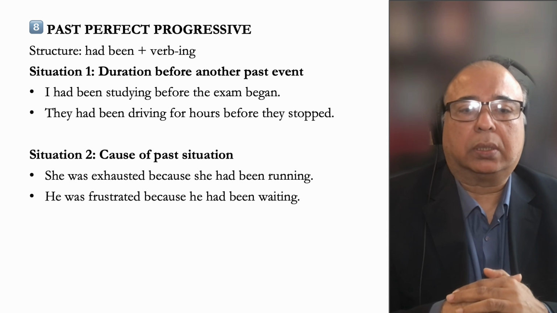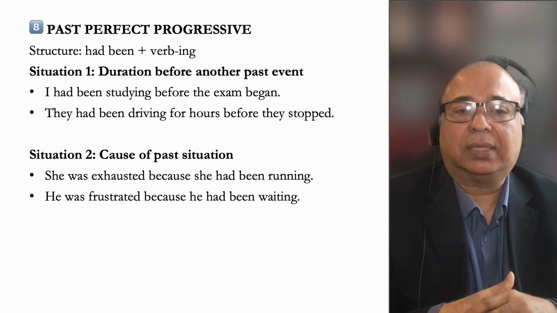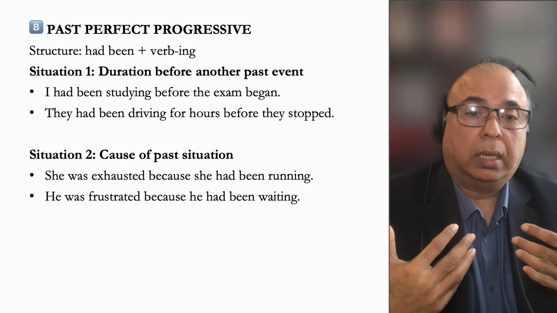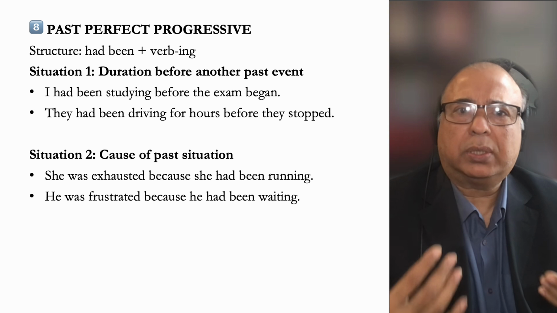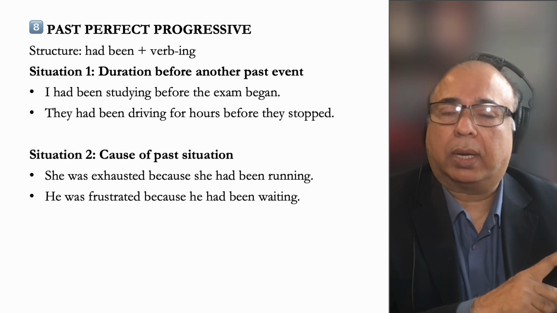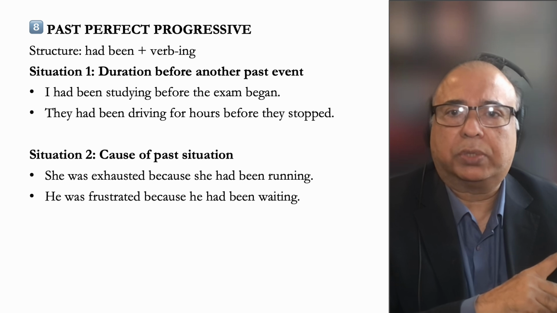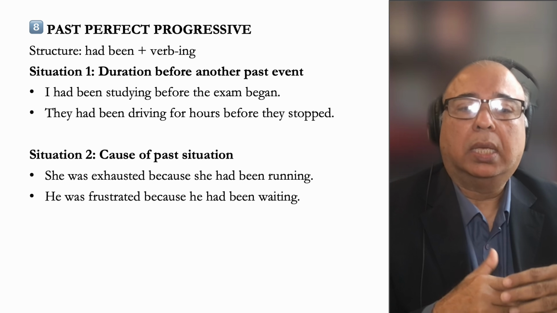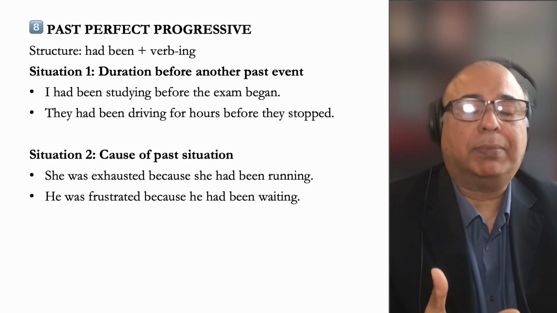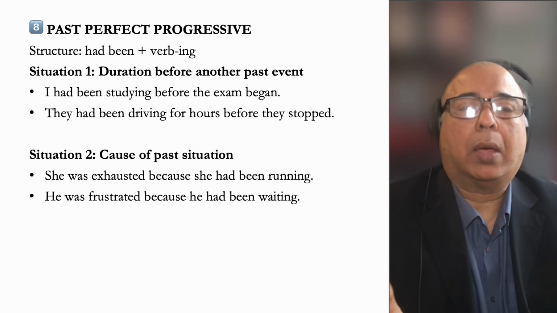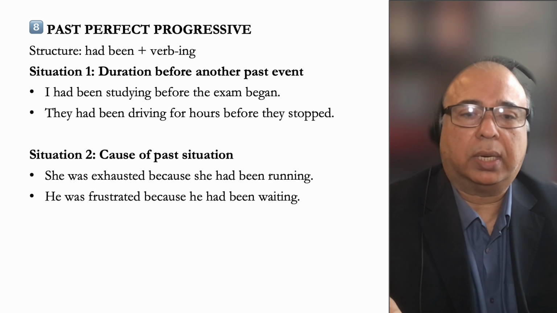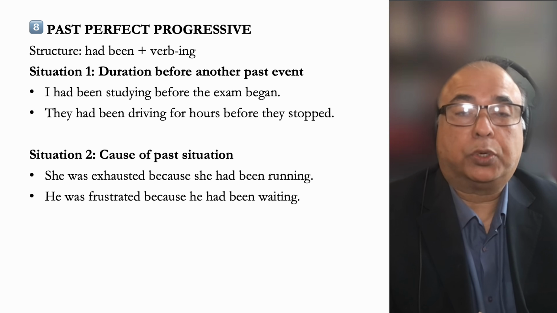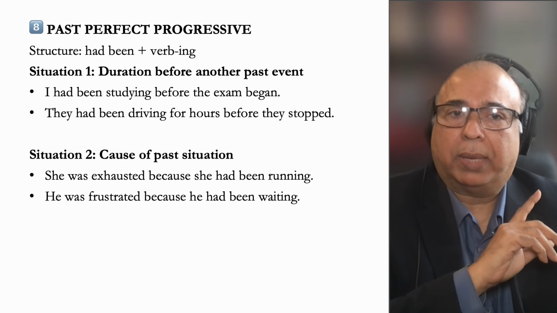Okay, a second situation, cause of past situation. She was exhausted, right? Really tired, huffing and puffing, panting. Why was she exhausted? Because she had been running, let's say, for 2 hours maybe. She was exhausted because she had been running. He was frustrated because he had been waiting for the bus for 3 hours. For some reason, the bus wasn't running that day. He was frustrated because he had been waiting for her for 2 hours. So, cause of past situation.